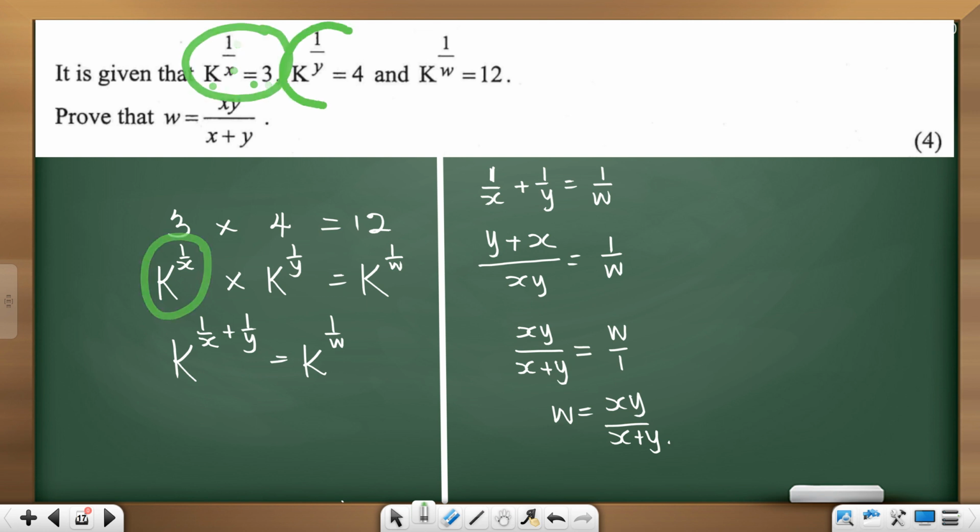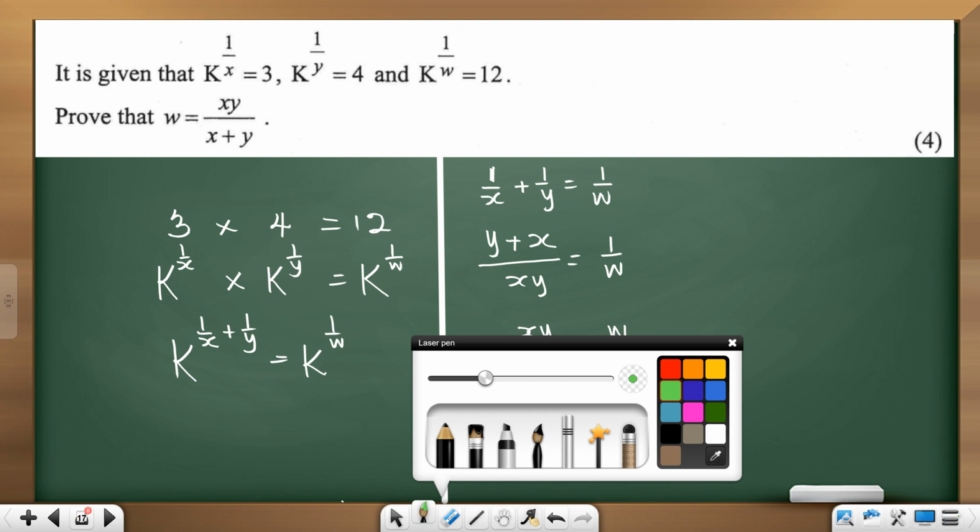K to the power 1 over y is equal to 4. Can you see that? Yes. And k to the power 1 over w. Look, the rest is just games now. If you can get to that point of 3 times 4 is equal to 12. Are you with me? Yes, sir. Good. Now, laws of exponents.